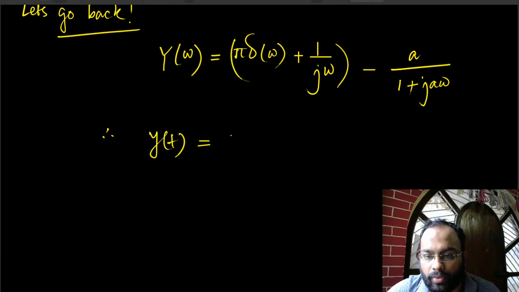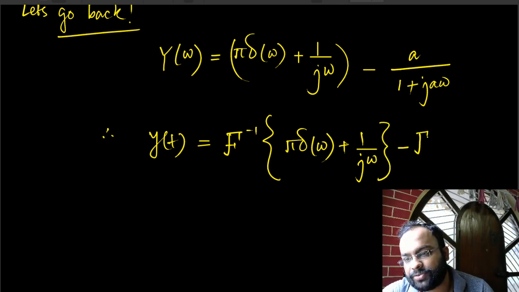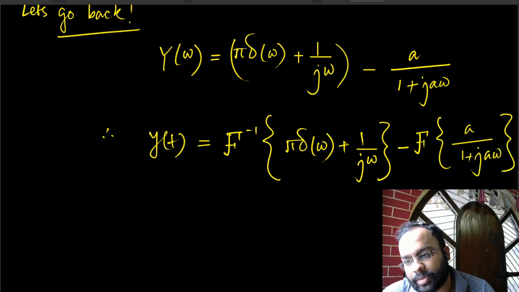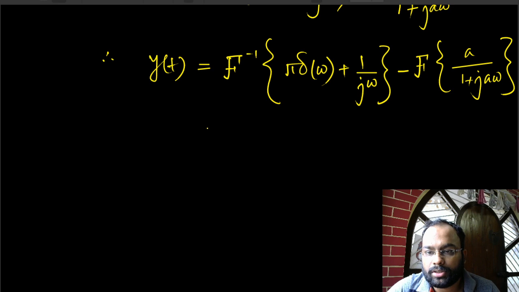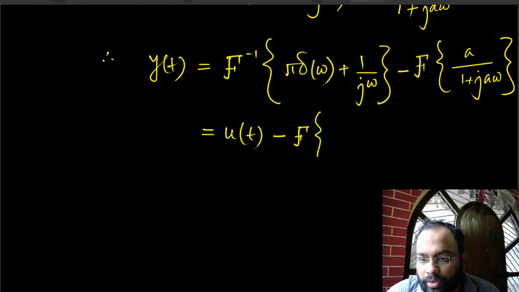And let's write down. This is the inverse Fourier transform of pi delta(omega) plus 1 by j omega, minus the inverse Fourier transform of a by 1 plus j a omega. All right. So the answer is this is u(t), and this will take slightly more effort. For example, I have to divide the numerator and the denominator by a. I can do that. So that gives me 1 by a, divided by 1 by a plus j omega.